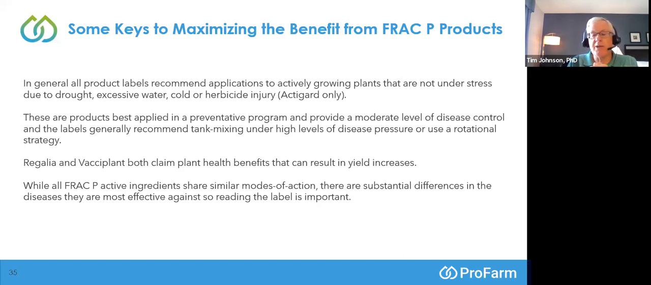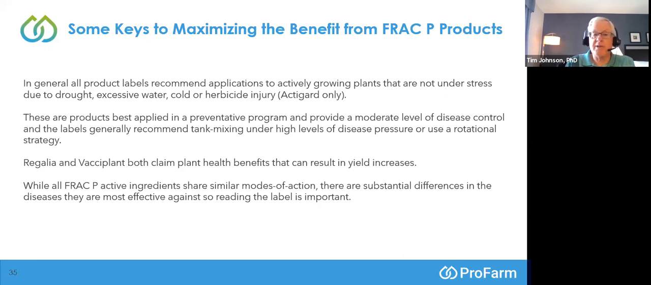Again, they're best applied in a preventative program, and they generally provide a moderate level of disease control. It can be a high level of disease control if the pressure is not too high, but if you have disease established, you need to tank mix with a chemical fungicide or another material that has activity on that disease, or use them on a rotation.